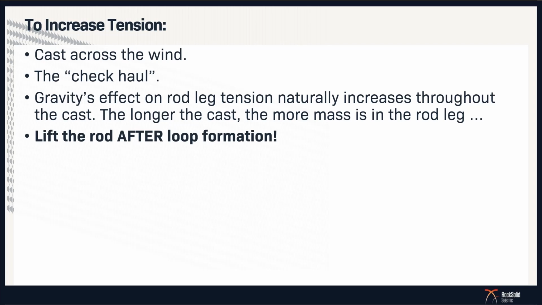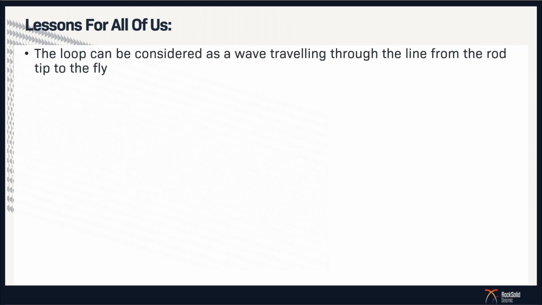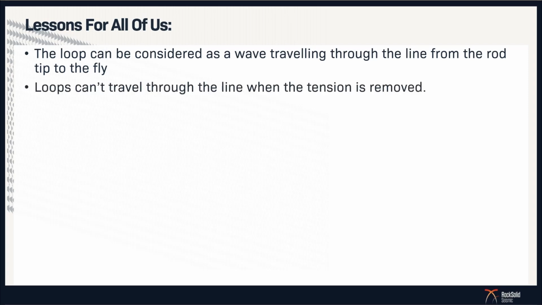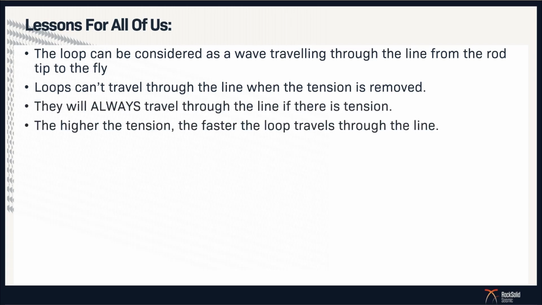One other way, and this is my favorite way, is to lift the rod after loop formation. And I'll demonstrate that. I'll show you somebody doing that shortly. The loop can be considered as a wave traveling through the line from the rod tip to the fly. Loops can't travel through the line when tension is removed. They'll always travel through the line if there is tension. And the higher the tension, the faster the loop travels through the line.